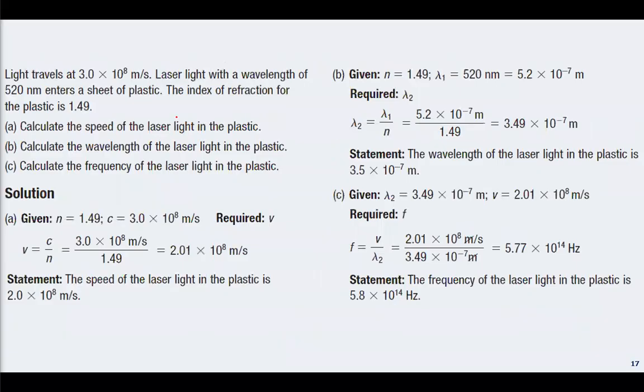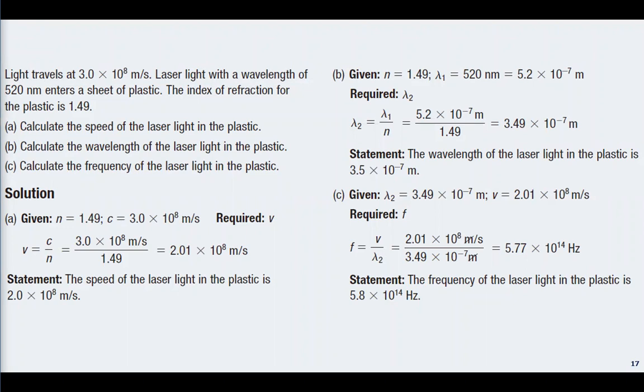All right, next, let's have a look at the solution together. In question A, note that we can use the formula v equals c over n to get the speed of light in this substance. So put all the values in. c is the speed of light in vacuum, which is 3 times 10 to the power of 8 meters per second. n is the index of refraction of the light in these substances.